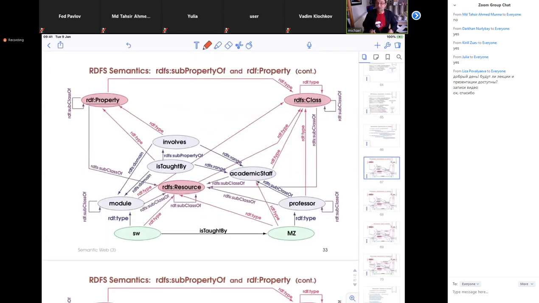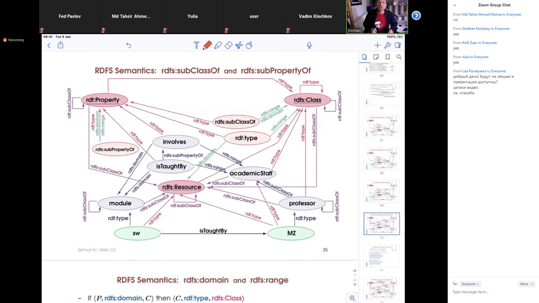If I add all deductions using this rule from the original diagram, I jump immediately to this one. You see that everything here is transitive, and everything is reflexive. Reflexive means these arrows, that a class is a subclass of itself. And transitivity means this, that MZ is of type professor. Professor is a subclass of academic staff, so MZ is of type academic staff.